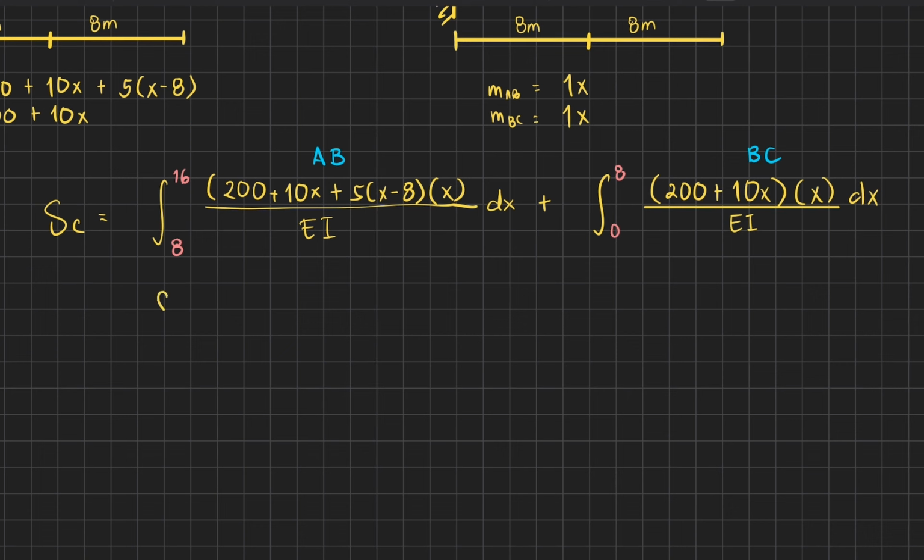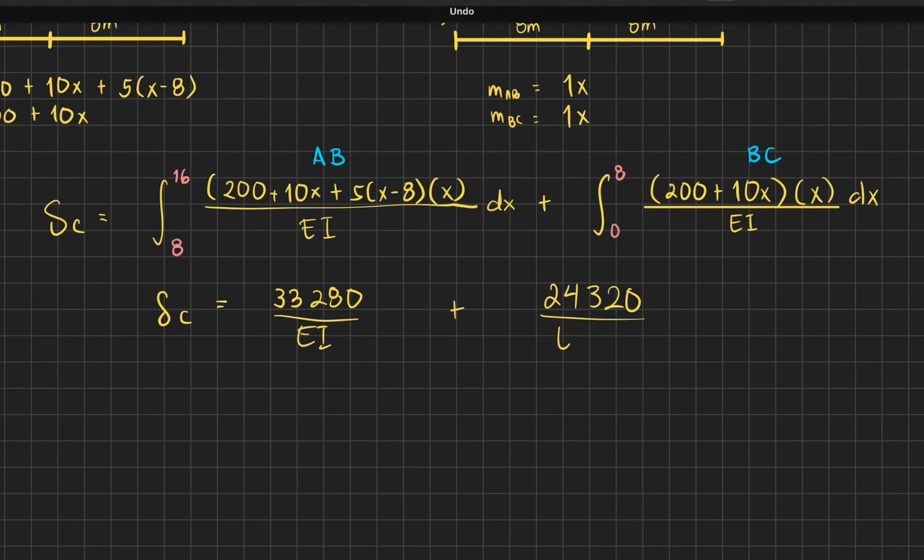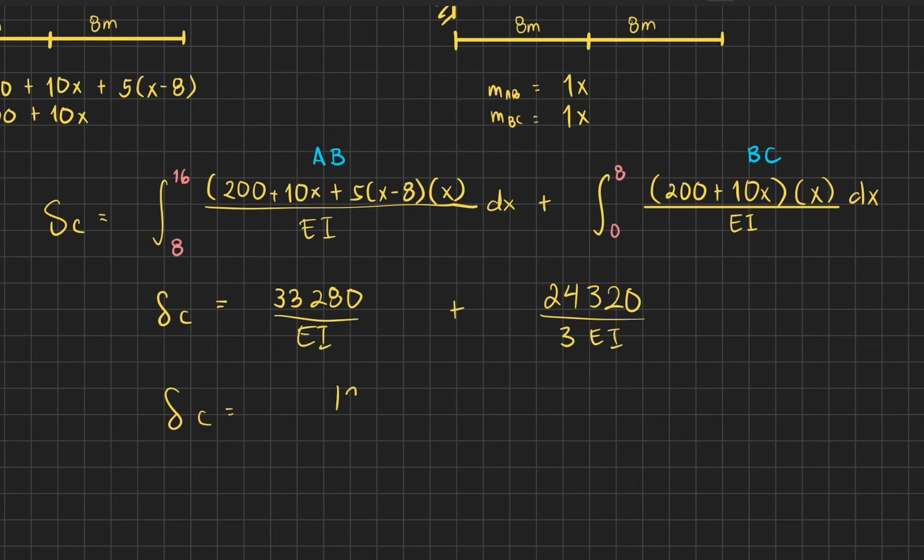Okay, calculator, this will be 33,280 over EI plus 24,320 over 3 EI. Simplify, it's 124,160 over 3 EI for our maximum deflection. Since this should be less than 16 over 360, or yung kanina natin kinuhang value.